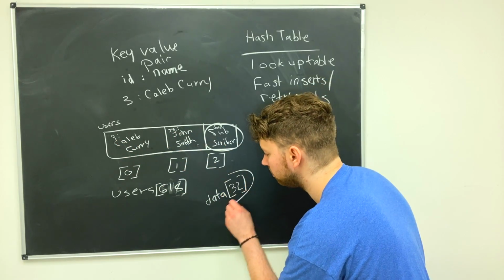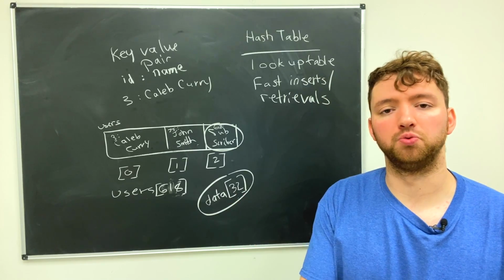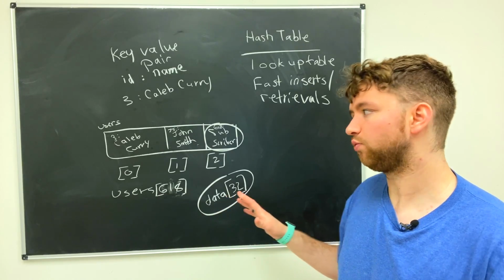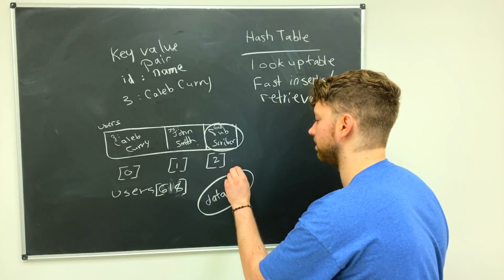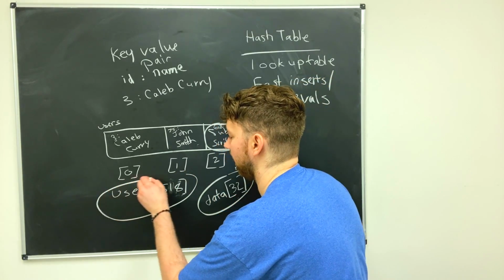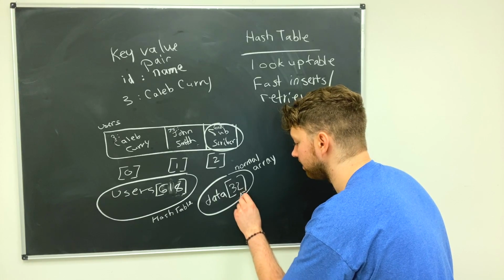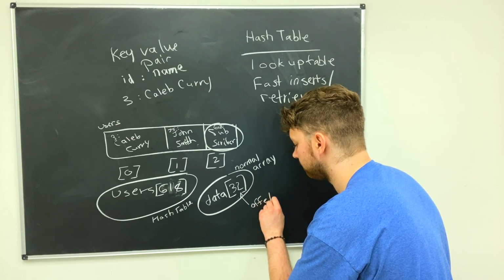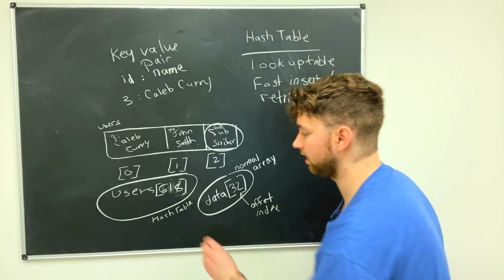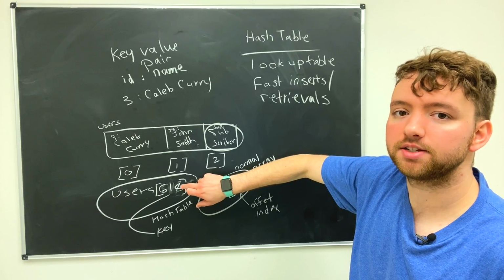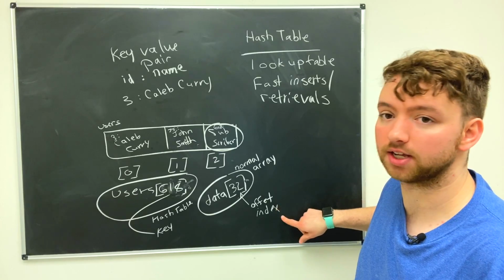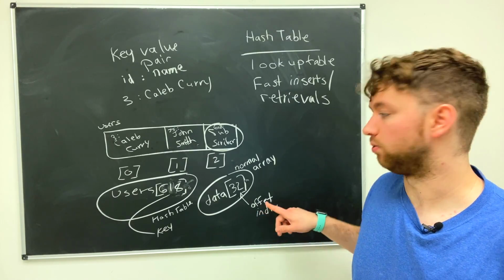Where in this example, this 32 is referring to where it is at in memory. This number here, the key, does not. So hopefully that's not too confusing. This here is a normal array, and this here is a hash table. This is an offset or an index. This is a key. This does not directly tell you what position it's at in memory. This, however, the offset or the index, does tell you where it's at in memory.